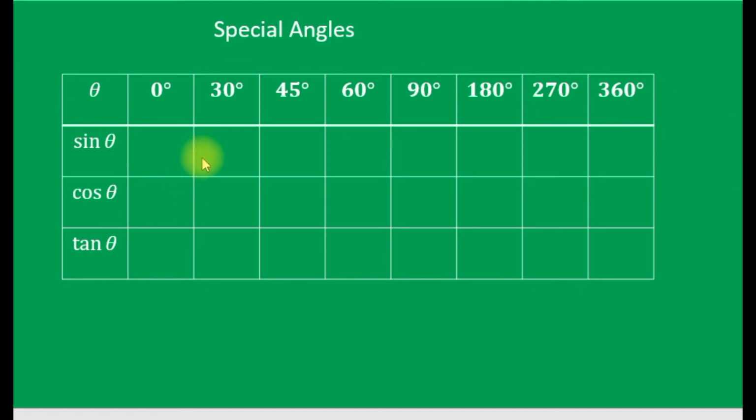So on special angles, we're going to use the knowledge of quadrants and the complementary identity. Let's get sine and cosine first. Sine 0 is always 0. Sine 30 is half. Sine 45 is root 2 over 2, or 1 over root 2. Sine 60 is root 3 over 2. Sine 90 is 1. So let's stop here.